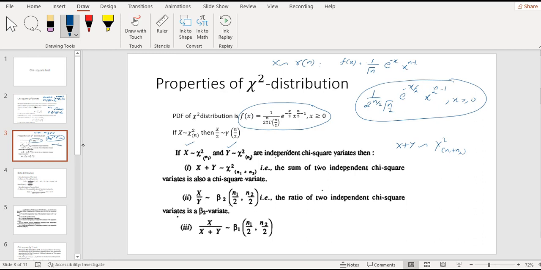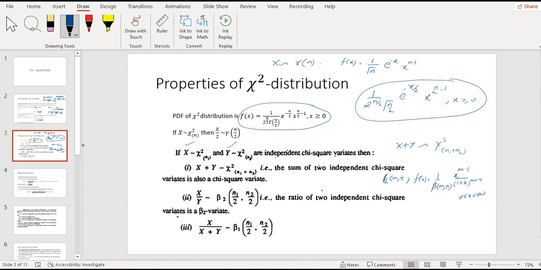The ratio of the two chi-square variates will follow a beta 2 distribution. It is a beta 2 variate with parameters n1 by 2 and n2 by 2. So basically, a beta 2 distribution with parameters m and n can be defined by its probability density function f of x, which is 1 upon beta mn, x raised to the power m minus 1, upon 1 plus x raised to the power m plus n, where the value of x varies from 0 to infinity.